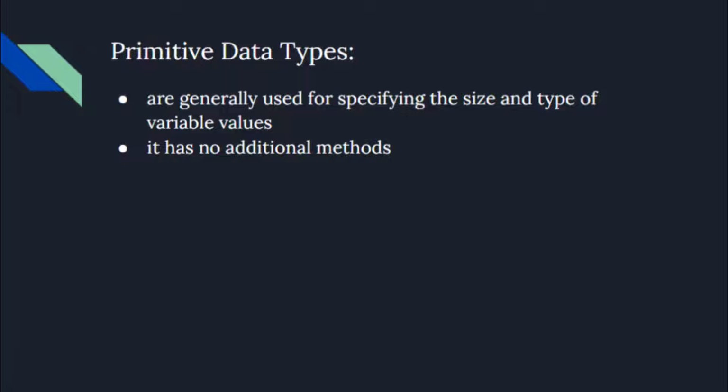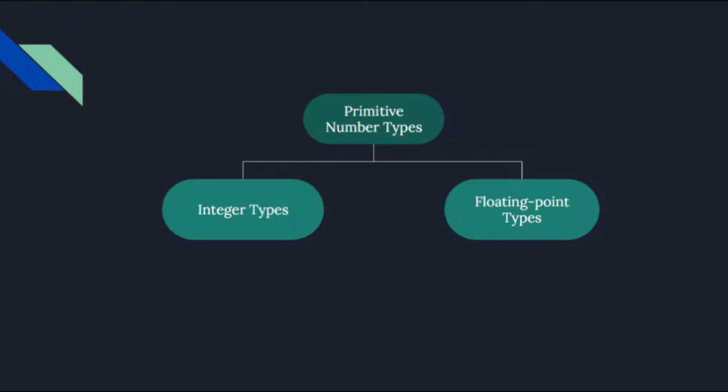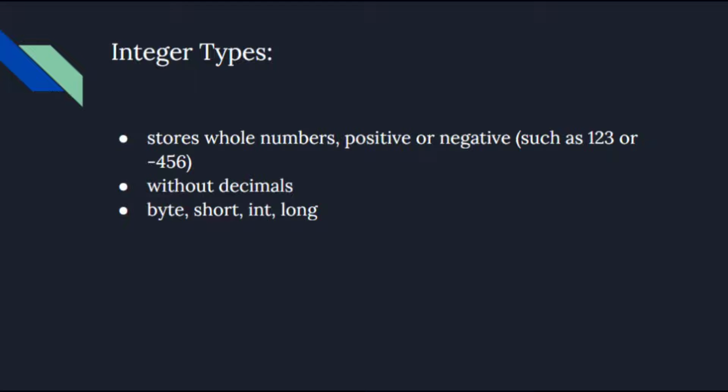Let's start with the primitive data type first. Primitive data types are generally used for specifying the size and type of variable values, and they have no additional methods. There are 8 primitive data types in Java which are divided into 3 categories. They are numbers, booleans, and char. Primitive number types are categorized into 2 groups. They are integer types and floating point types. In integer type, a data type can store whole numbers, positive or negative, such as 123 or -456, without decimals. The integer types are divided by the kind of numeric value, such as byte, short, int, and long.